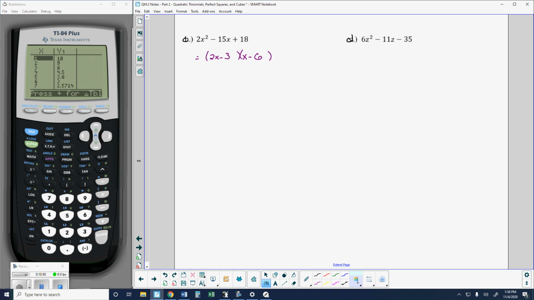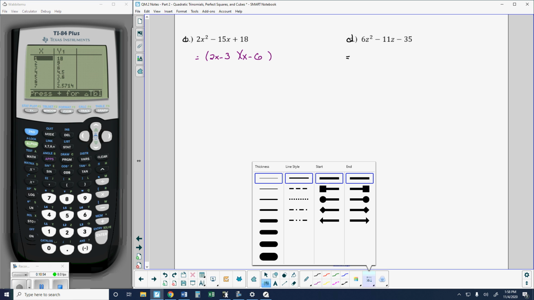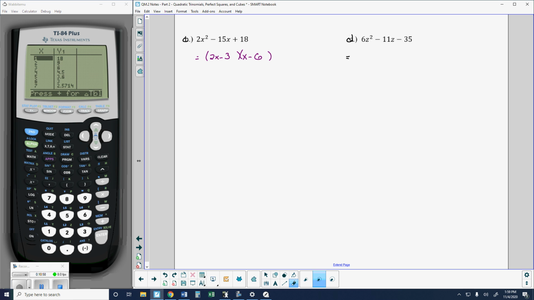Let's go ahead and take a look at D. So in D, I'm looking for a GCF. Unfortunately, there's not one. So I'm going to have to work through this with a leading coefficient of 6. So I have some options here. I can go with 6z times z, or I can go with 3z times 2z. I'm going to go ahead and try 3z times 2z. 3z times 2z does give me negative 6z squared, so let's hope these work.